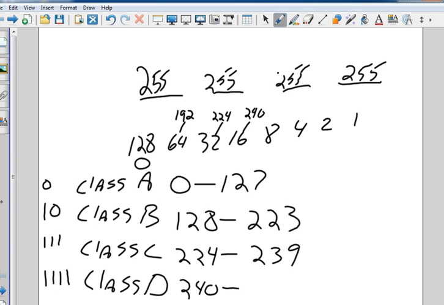Well, let's do the math real quick. 64. Good job, Dustin. So this one is going by 128s. Class B goes by 64. Class C goes by 32. Class D goes by 16. So where does Class D end? 16 and 240 is 255. So that is the classification of A, B, C, and D.